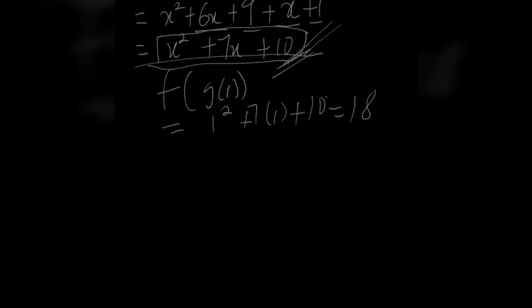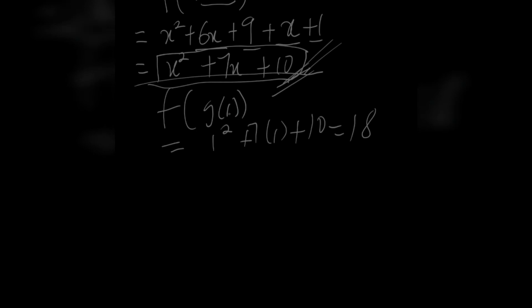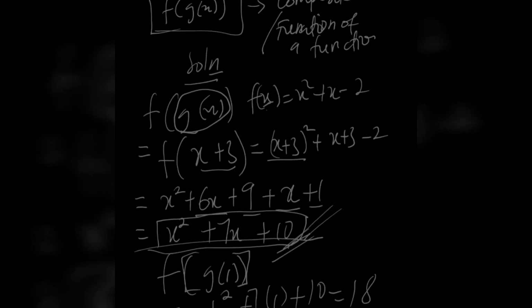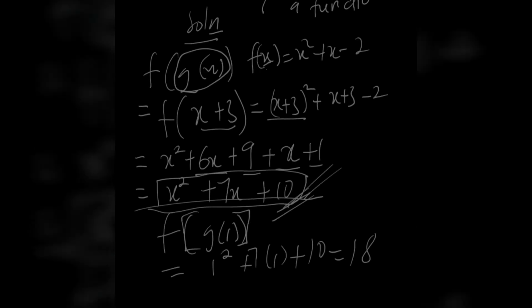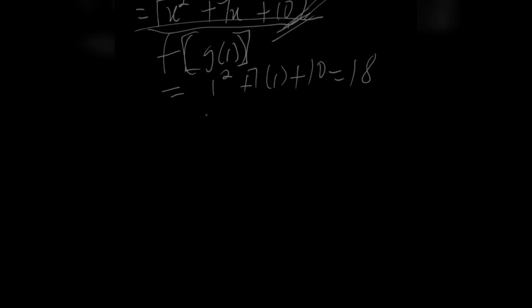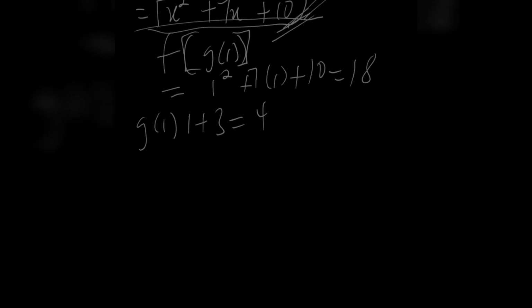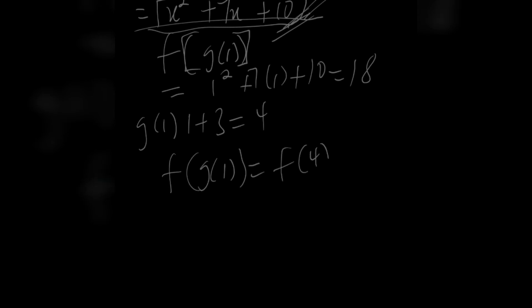Another way we can also do this is by finding the value of g of 1, I mean the term in this bracket. We know g of x to be x plus 3. So if you have to find g of 1, that's going to be 1 plus 3, which is 4. So that means g of 1 is 4. Then we can replace g of 1 with its value, which is 4, so f of g of 1 will now become f of 4.